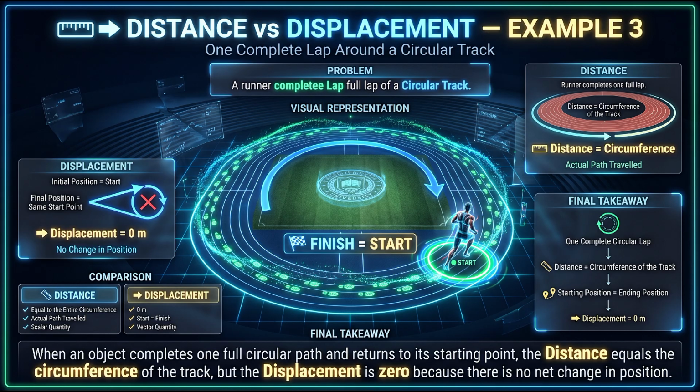Therefore, whenever an object completes one full lap around a circular track, the distance traveled is equal to the circumference of the track, while the displacement is 0 because the starting point and the ending point are the same. This example perfectly illustrates the fundamental difference between distance and displacement.